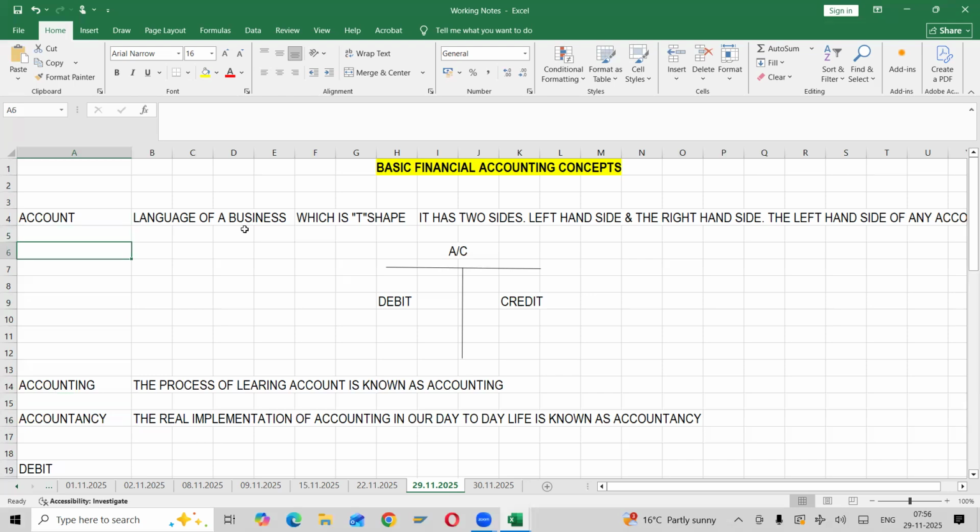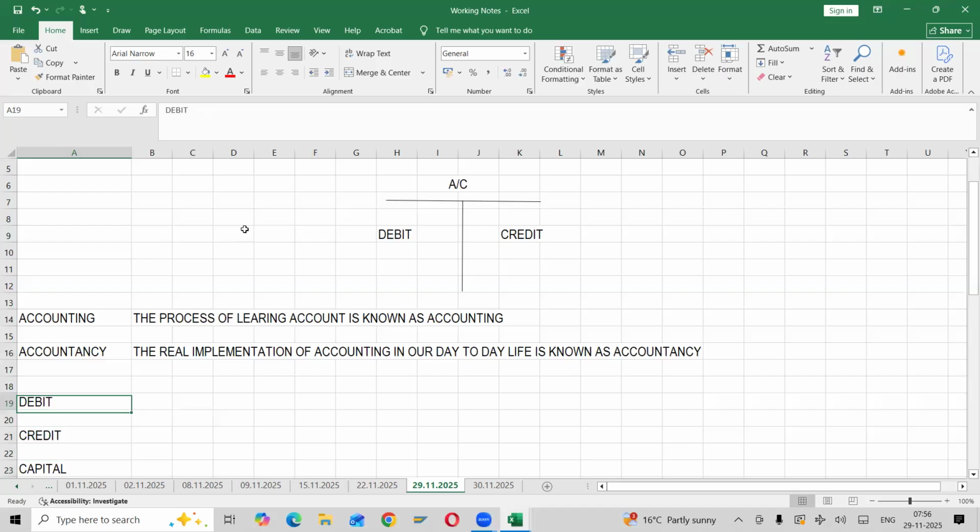Next, we already discussed what debit and credit mean. Debit is the left hand side of an account, and credit is the right hand side of any account. Why am I saying any account? Broadly, whatever the account may be.